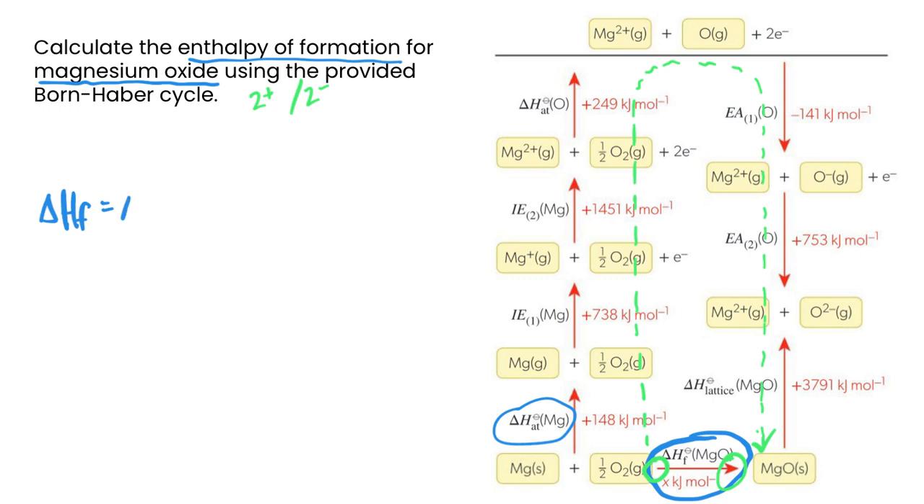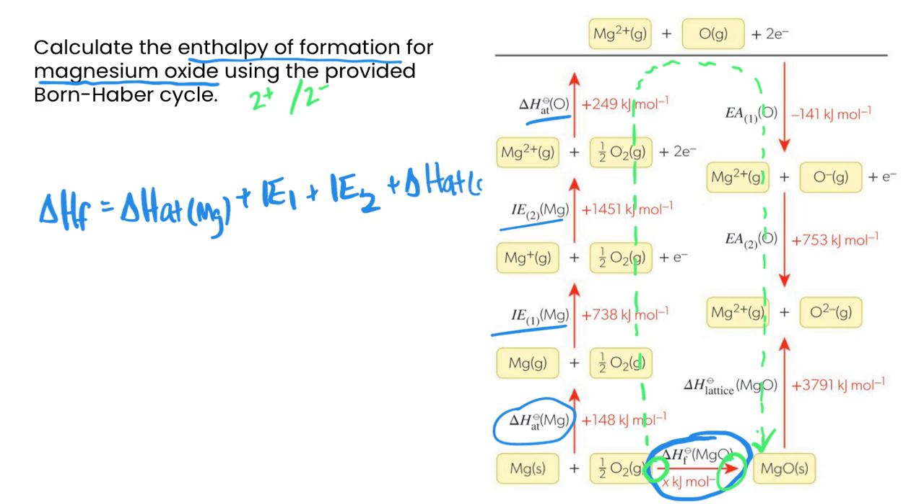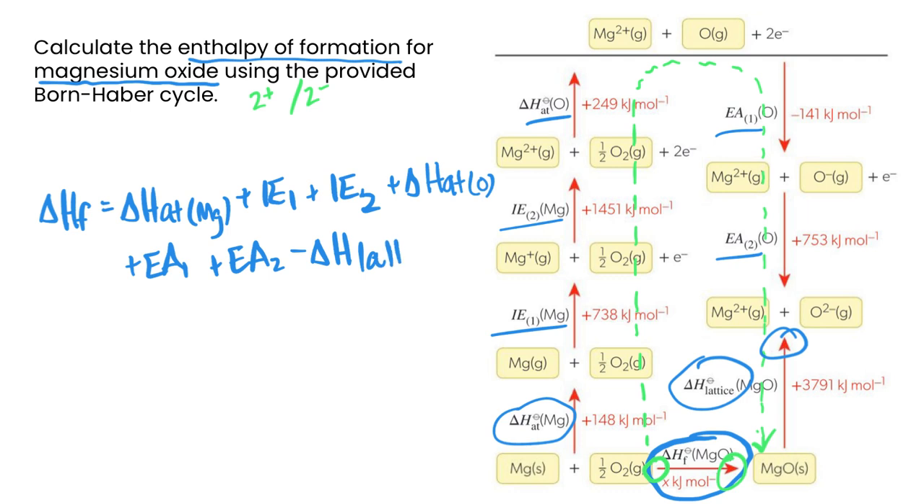We're going to take the delta H of atomization of our magnesium. Then we're going to take the ionization energy 1. We're going to take ionization energy 2. All of these arrows are with our indirect routes, so we're good so far. We're going to take the delta H of atomization of our oxygen, then our 2 electron affinities. Okay, and everything's with the direction of our indirect route, so this is good. The only one we're going to need to flip is our lattice enthalpy. Okay, and so we're just going to subtract that from here.